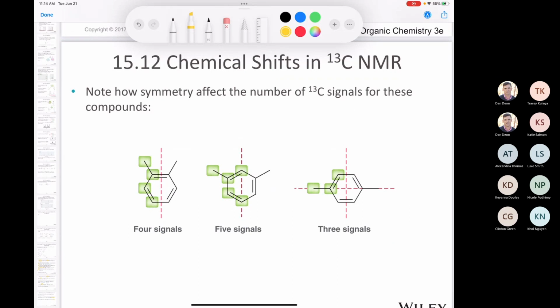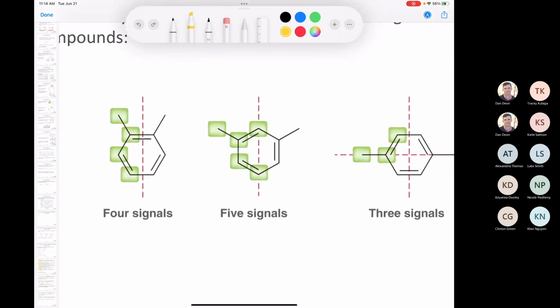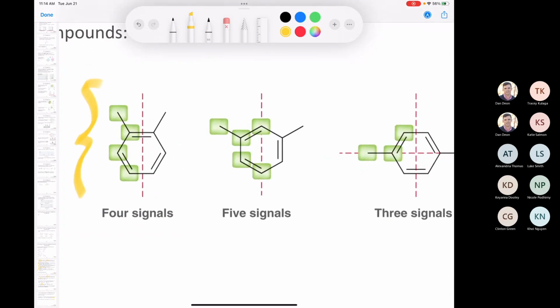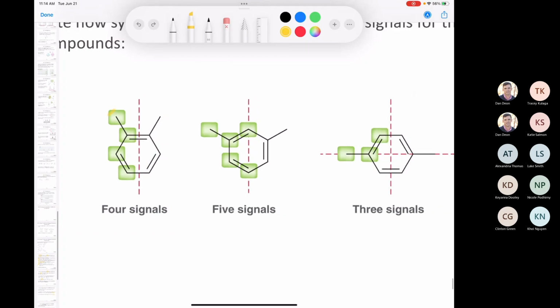Take, for example, these three compounds here. This one is called orthoxylene, this one is called metaxylene, and this one is called paraxylene. The names aren't important, but if you look at these compounds carefully, you can see that in this compound here, I have 4 unique signals because I have a plane of symmetry running through the molecule right here. And so you can see that this carbon and this carbon are chemically and electronically equivalent. These 2 carbons are equivalent. These 2 carbons are equivalent. And these 2 carbons are equivalent via the symmetry. Therefore, we see a total of 4 signals.